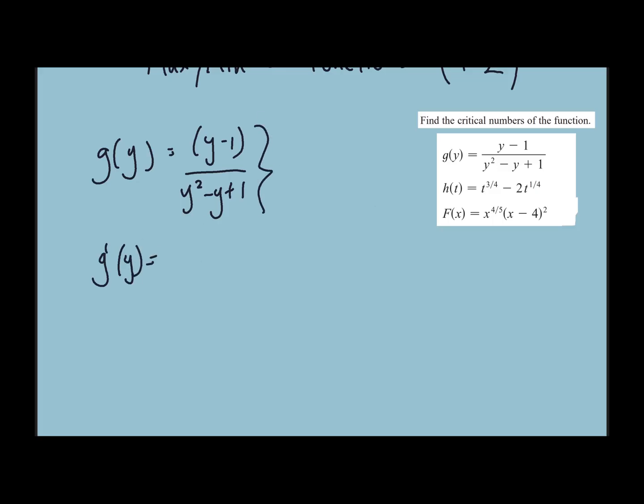And what is this? This is a function divided by a function, so that's the quotient rule. U prime v minus v prime u over v squared. We've done a bunch of these. So what's u prime? In this case, they're using the letter y, but that's not the usual y. That's a function of x. Y is our input of the function, so we just take the normal derivative. What's the derivative of y? It's 1. And v is y squared minus y plus 1.